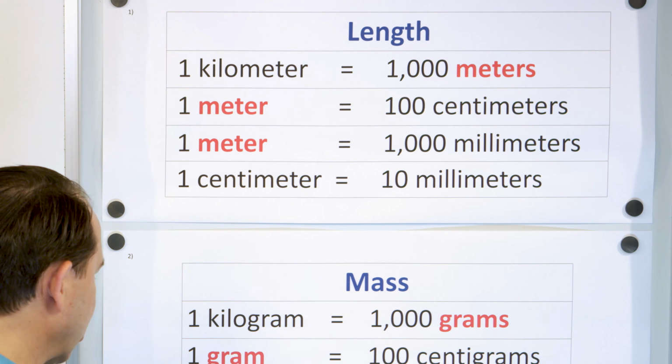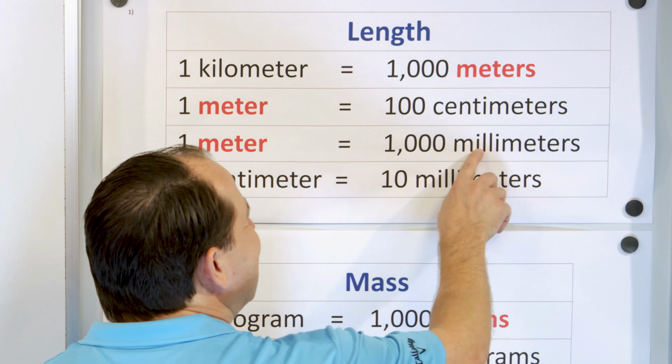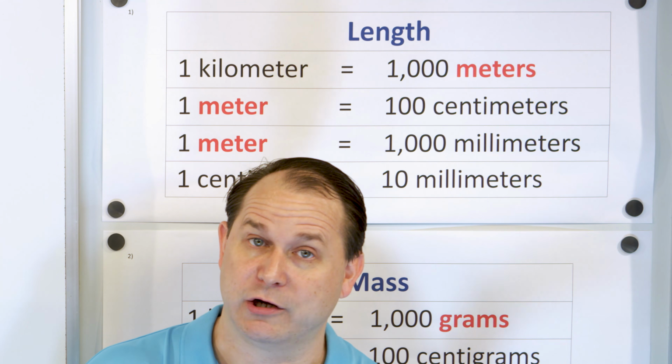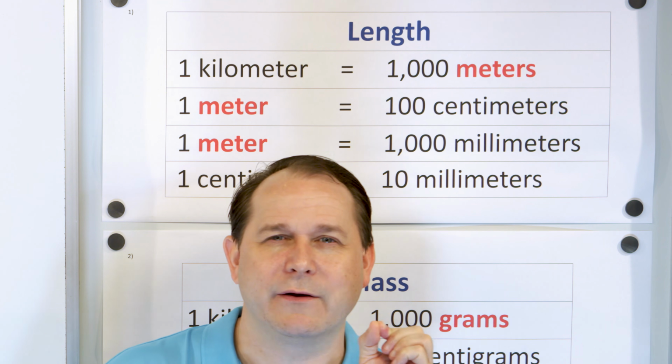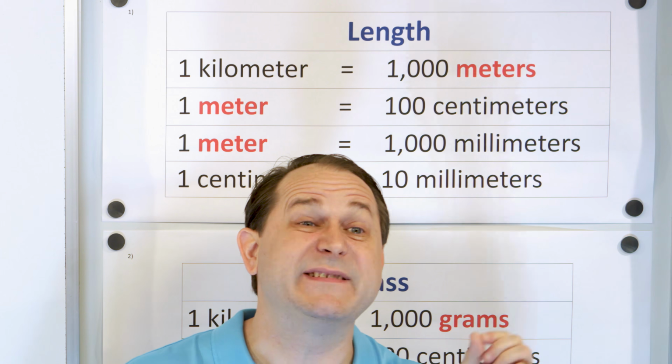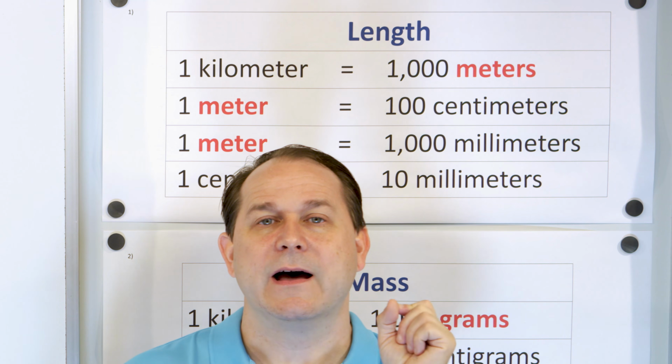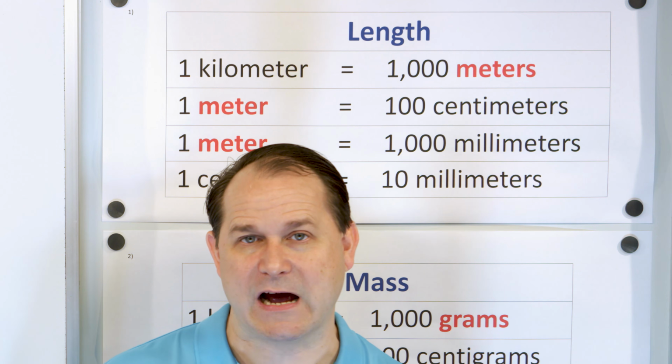I know everybody's probably heard of millimeters. So what does milli mean? The prefix milli means 1,000 times smaller, right? So 1 millimeter is tiny. Think of millipede. Think of centipede even. Right? Centipede's 100 times smaller. Millipede is 1,000 times smaller.